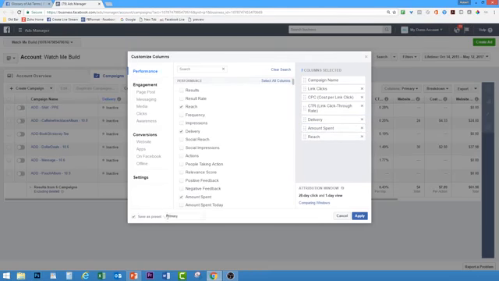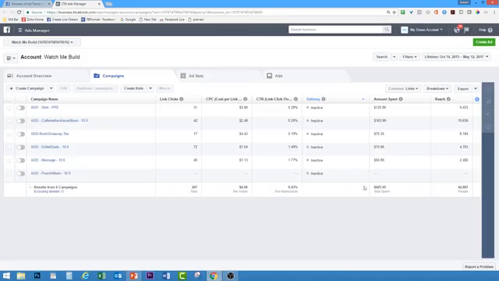Okay, and then now I'll call this one links. I was starting to do a clicks one a little bit ago. We're doing links. So link clicks, cost per link click, click-through rate for links, and then the other delivery, amount spent, and reach. Cool. So apply, got that one saved.